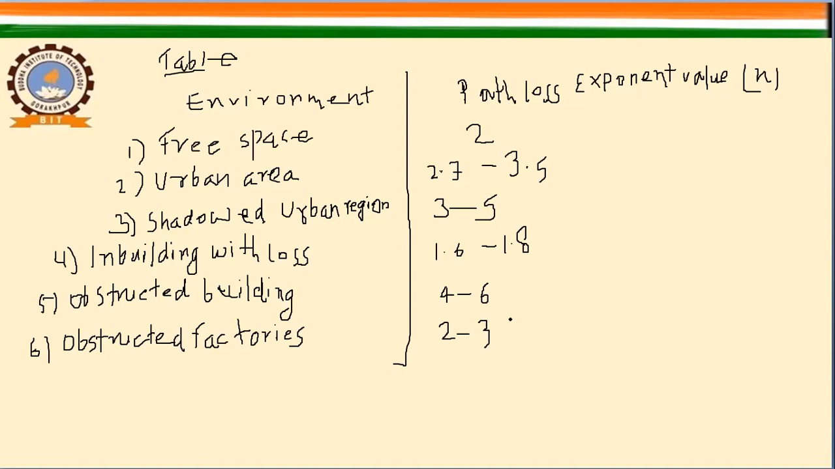So obviously we have seen the environmental exponent values. If we take free space, n is equal to 2. So from this model, we have concluded that the path loss exponent depends on the specific environment.